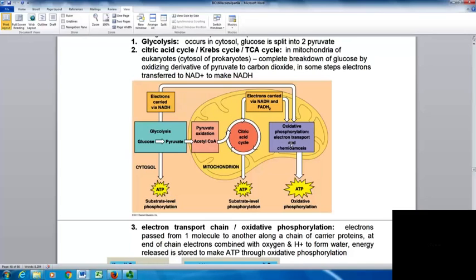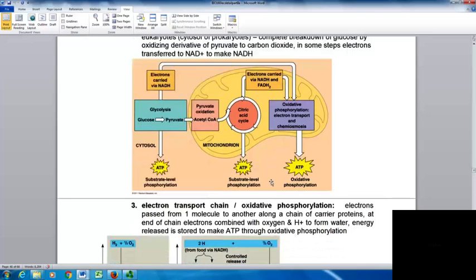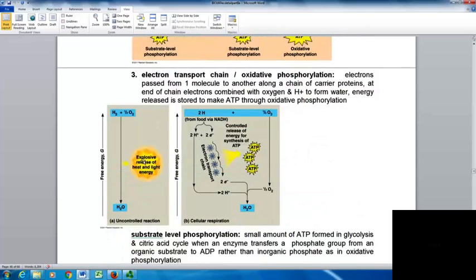This is where you'll do the oxidative phosphorylation. The electrons are going to get passed along a chain of protein carriers, and at the end, they will be combined with oxygen and hydrogen to form water. And the energy that gets released is going to be enough to make ATP through oxidative phosphorylation. This image here is showing that when you have that combination of the hydrogen and the oxygen here, it's an explosive release of heat and light, versus doing it stepwise here in the electron transport chain in cellular respiration. You get a controlled release of energy for ATP synthesis.